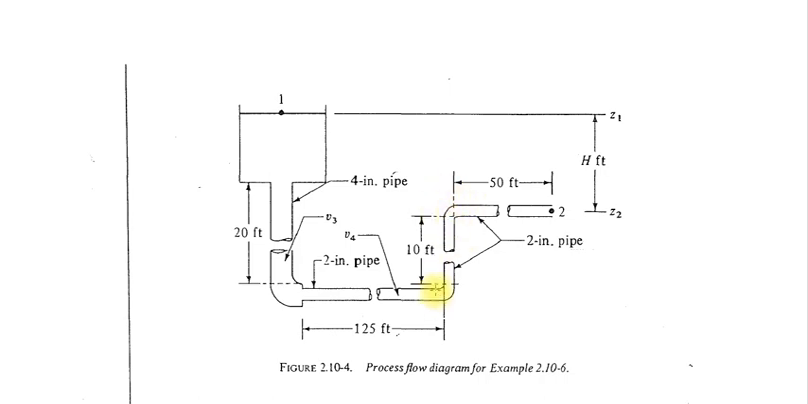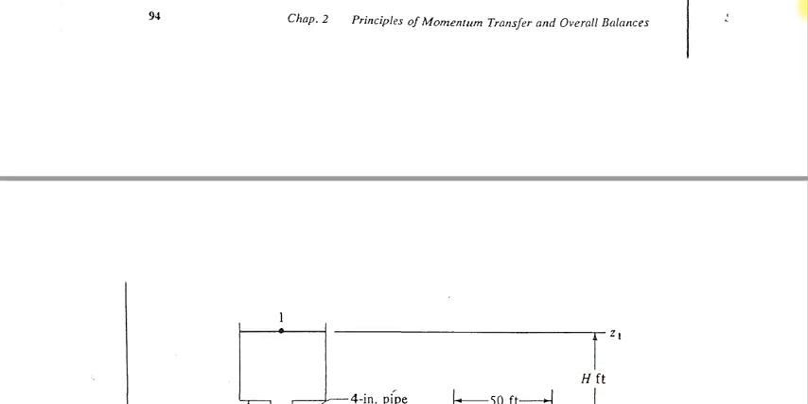This is the 90 degree elbow, this is also a 90 degree elbow, this is also a 90 degree elbow. You have the friction losses due to the elbows. Again you have the friction losses due to this sudden contraction and this sudden contraction. Now you have to fix the amount of flow of fluid here, and calculate the height h.